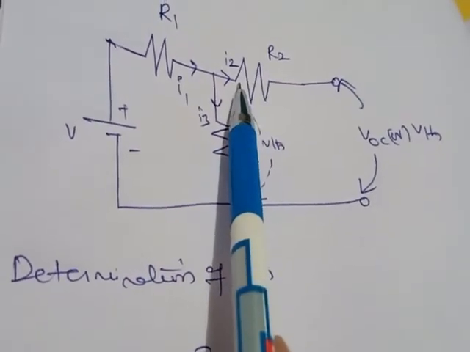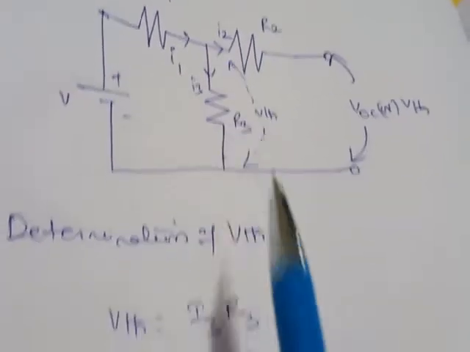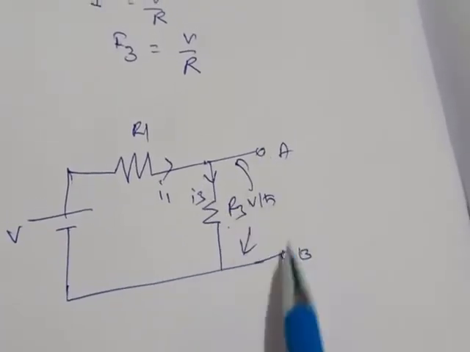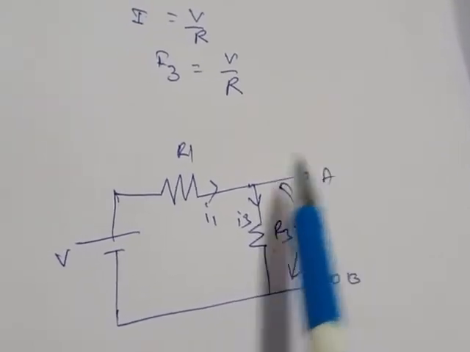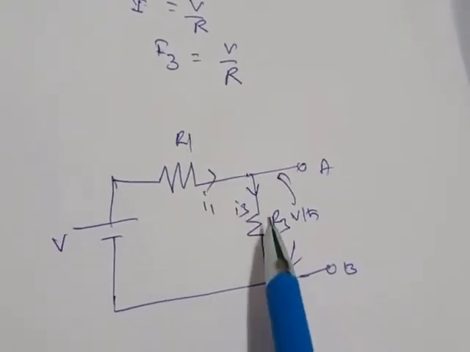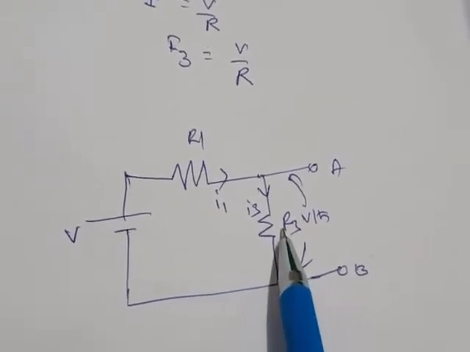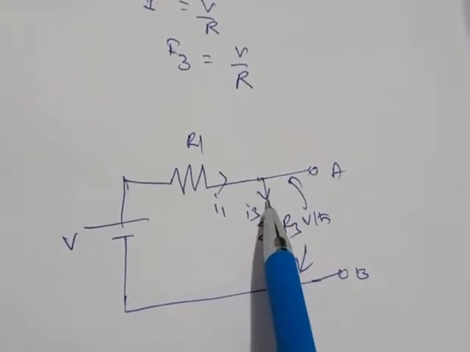Since I2 equals 0, this figure can be redrawn for our understanding like this. We have V, R1, R3. The A and B terminals are open circuited, so there is no current flowing in this path. Simply we have a circuit consisting of R1 and R3. The current flowing here is I1, and the current flowing in this is I3. So the same current is flowing, right? I1 is the same current flowing.